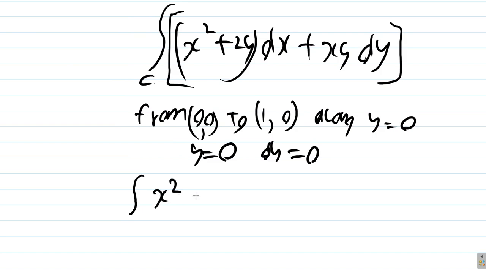This is x squared plus 2y, but y is 0, and 2 times 0 is 0, so it's just x squared dx. So this reduces to x squared dx plus x times 0, which is just 0, times dy is 0. So this part is gone. So you're looking at x squared dx.